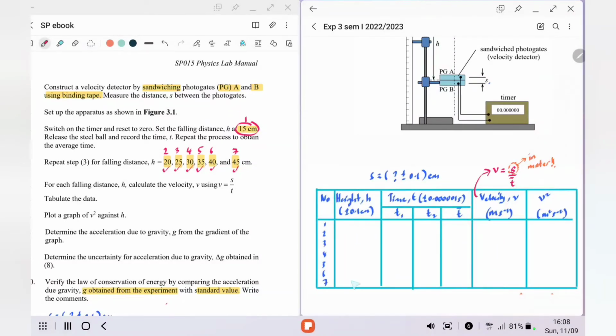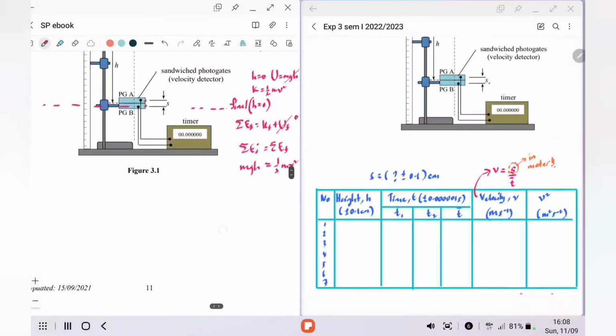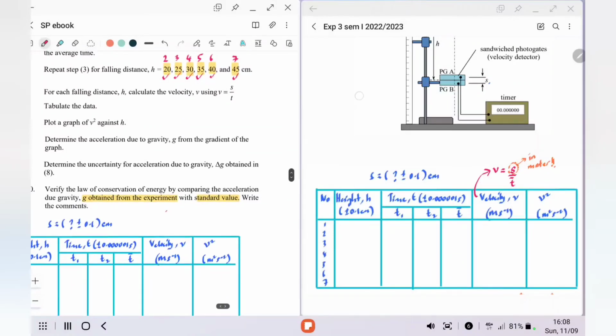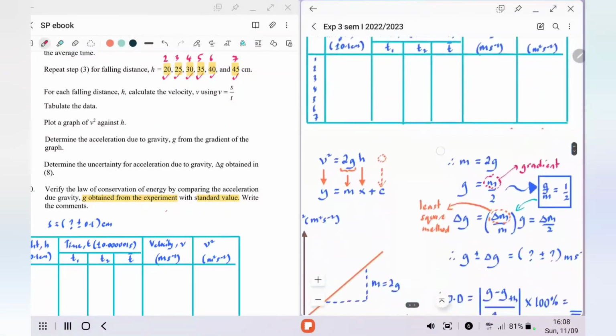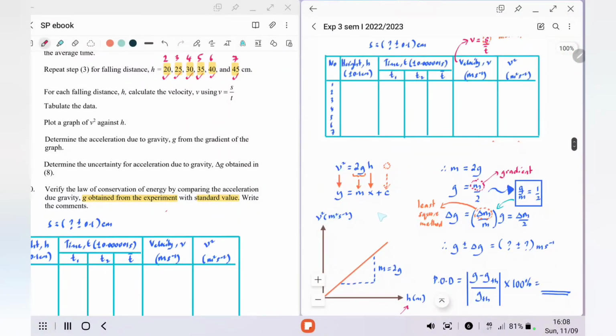So remember, by increasing H, V supposedly increases. Okay, and then this is V squared. V squared should be meter squared per second squared for the unit. Okay, we just square all the values here and then you will get this. And according to this table, we need to plot a graph of, where is the graph? Okay, this is the graph. We need to plot the graph of V squared against H.